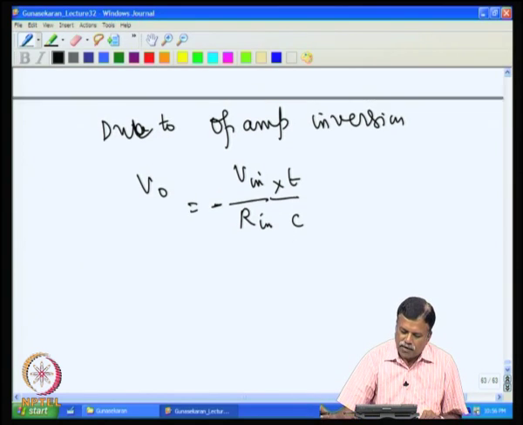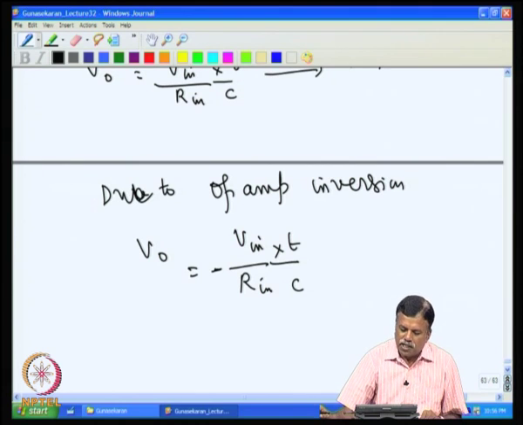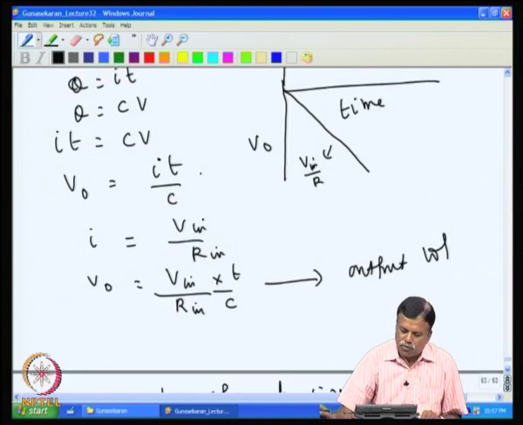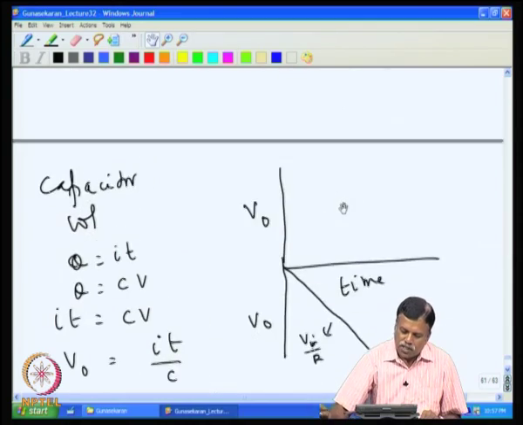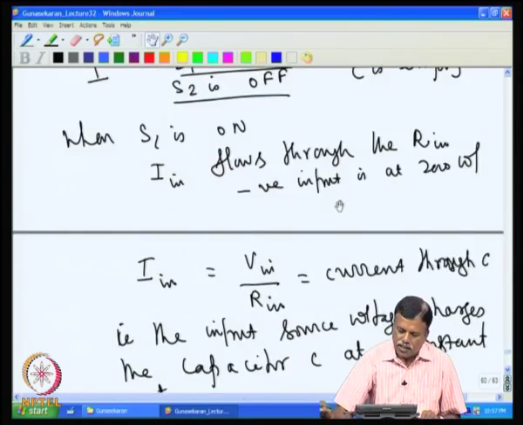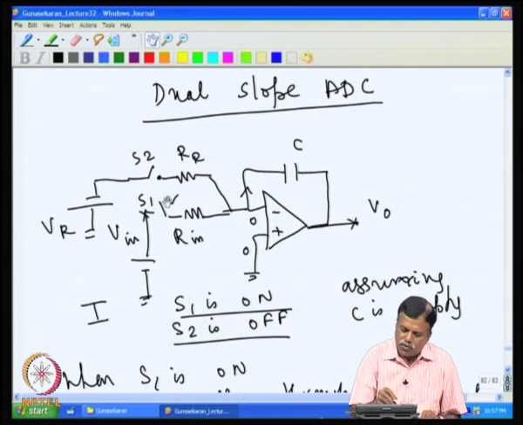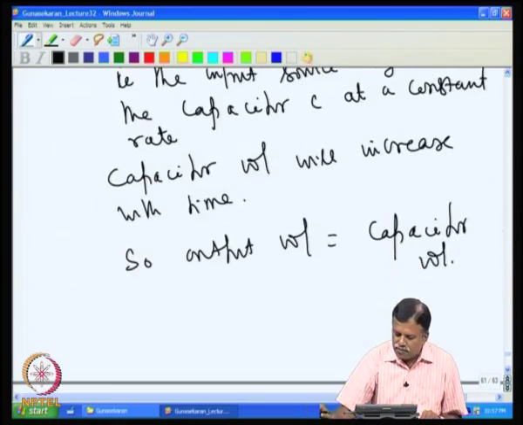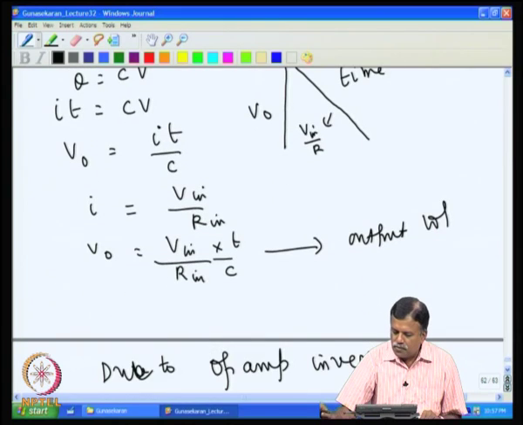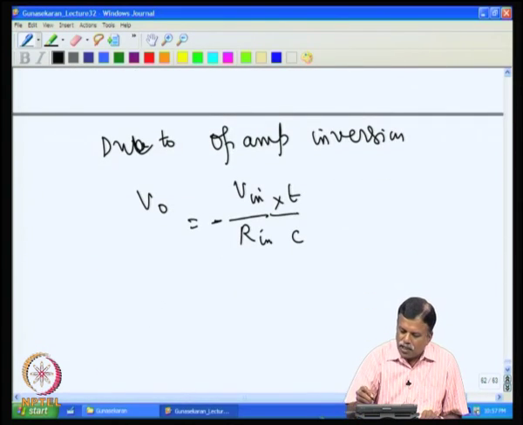If I have the input voltage and I switch S1 on for some time, the output voltage of the op amp increases with time. Essentially, when S1 is on, the output voltage slowly increases towards the minus side, and it continues for a time. You keep this switch S1 on for a fixed amount of time t, so that the output voltage reaches some value and then it stops.